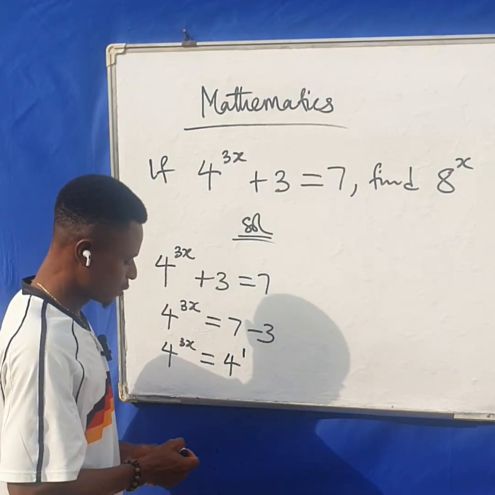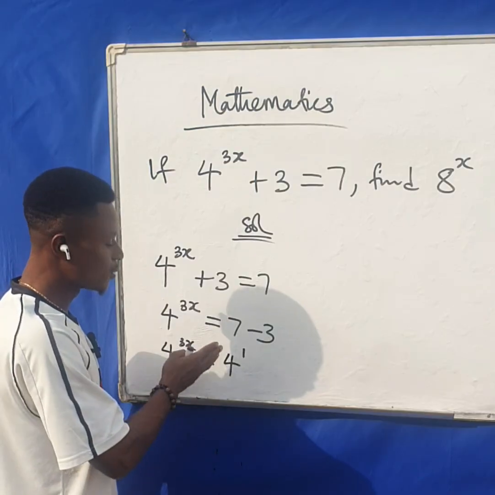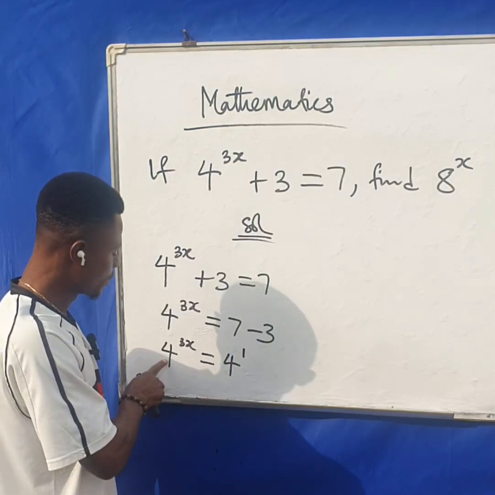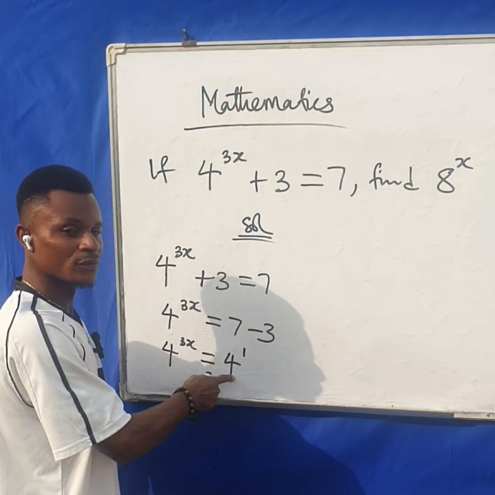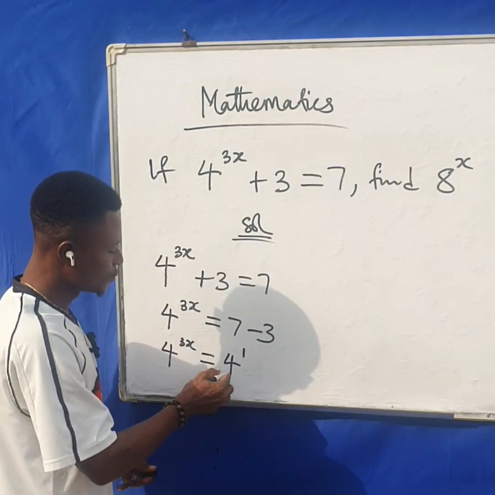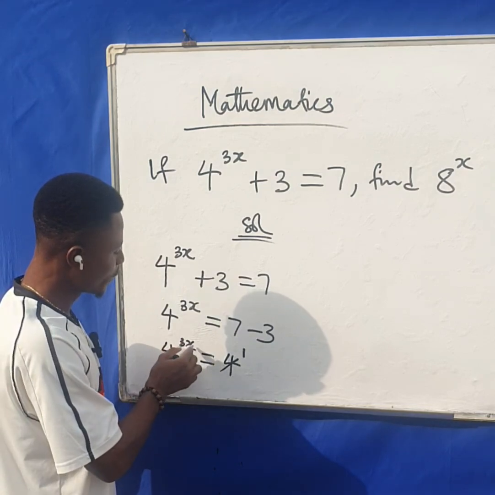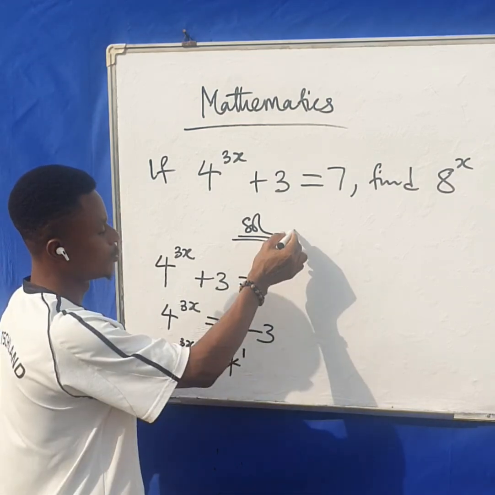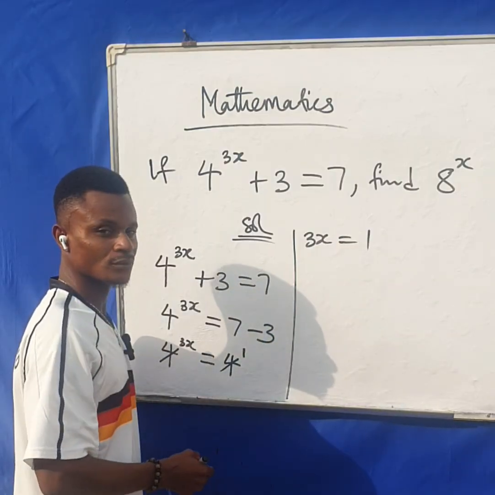You understand? Now, if you look at the two sides of the equation, you can see that they are both in exponential form and in the same base. Because the bases are the same, they will cancel. So this one and this will cancel. And we are left with 3x equal to 1. So we have 3x equal to 1.